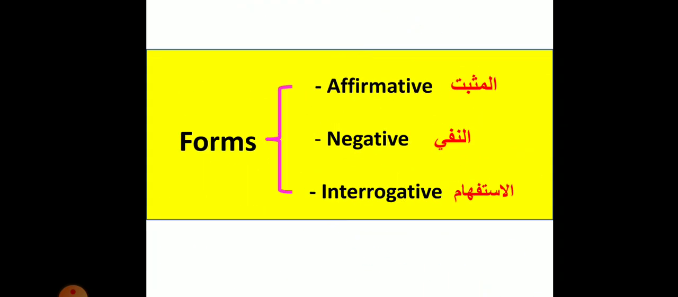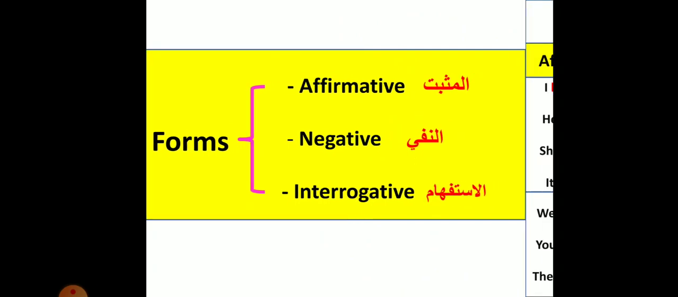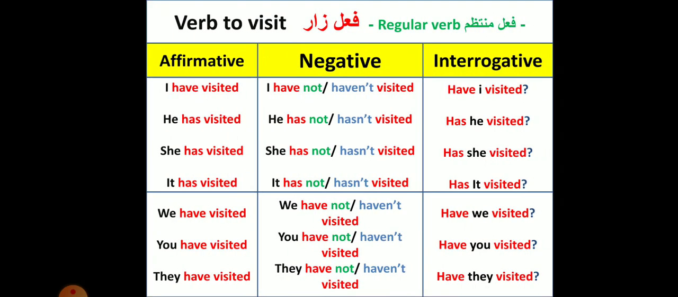So let's have a look at the affirmative, negative, and interrogative form of some verbs in the present perfect. Here we have verb to visit. Verb to visit is a regular verb. Okay, it follows the three rules. It follows the first rule. Okay, we add ed at the end of the verb.